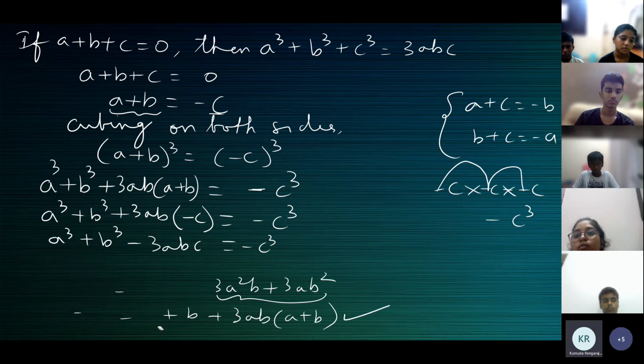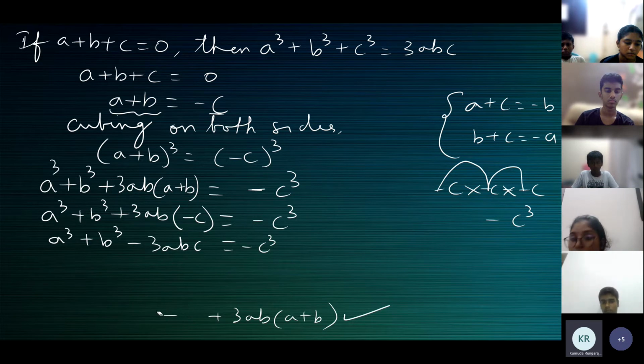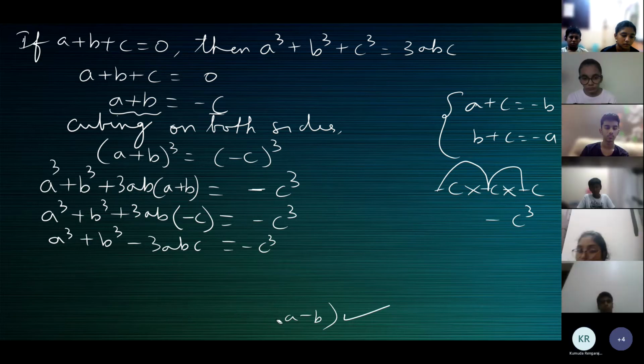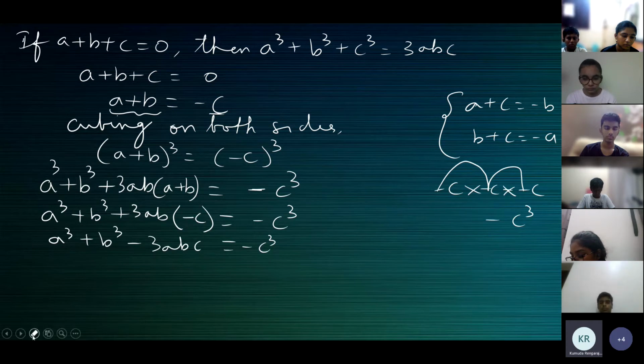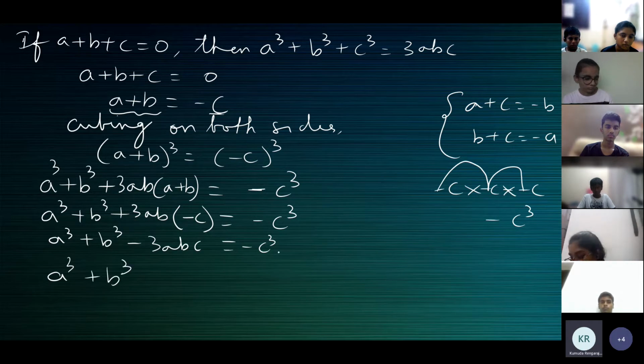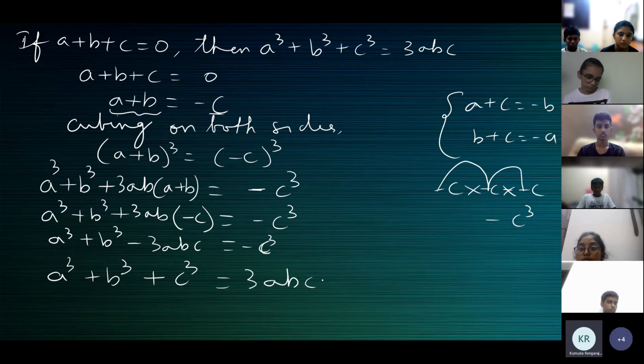a cube plus b cube, I am multiplying, plus 3ab into minus c is minus 3abc, is equal to minus c, the whole cube, plus minus c cube. Now transpose a cube plus b cube. This minus c cube, when it comes to the left hand side, becomes plus c cube. And take this minus 3abc to the other side, so it becomes plus 3abc. So like this, we have a cube plus b cube plus c cube is equal to 3abc.